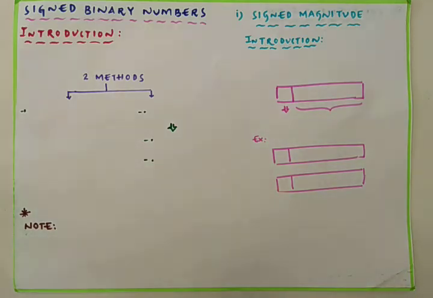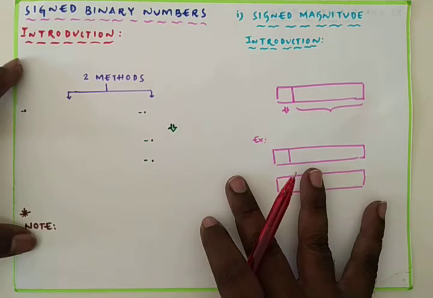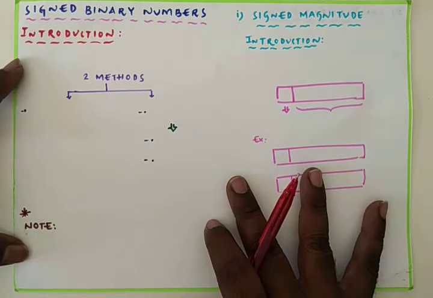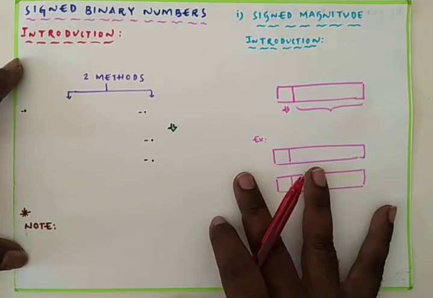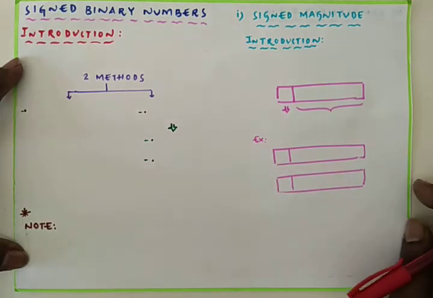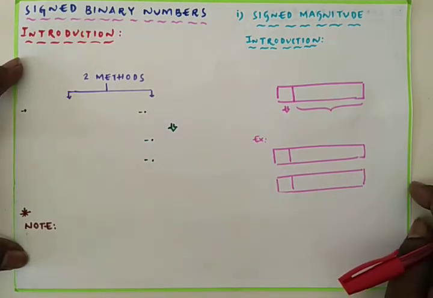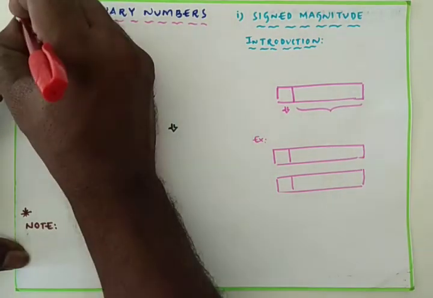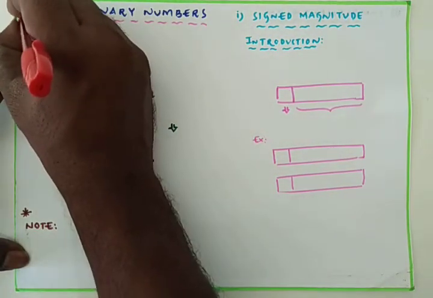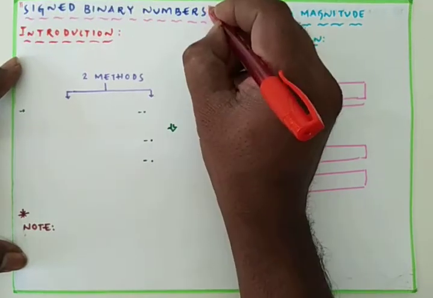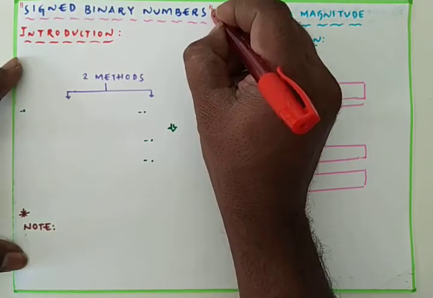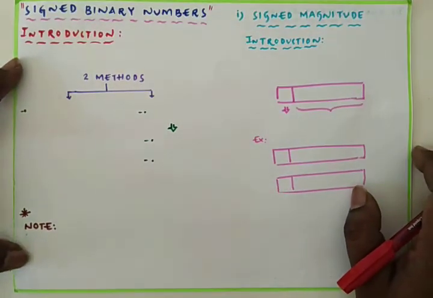Here the point is, so far we have discussed how to represent the positive binary numbers. In this class, I am going to explain how the negative binary numbers can be represented. The process of representing numbers with their sign is called the signed binary numbers.